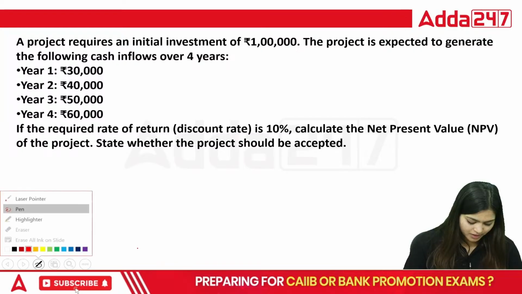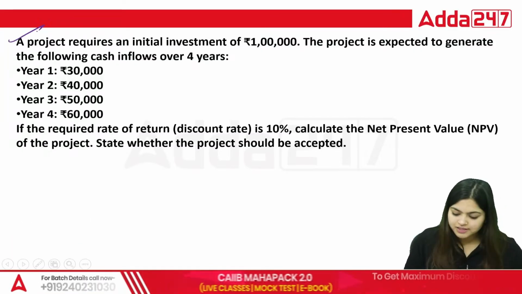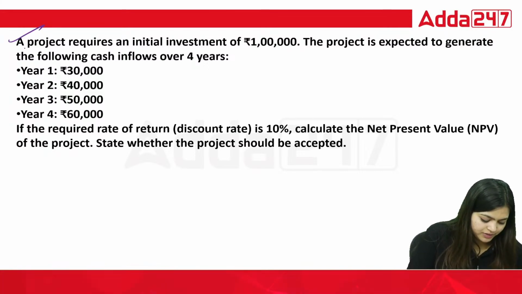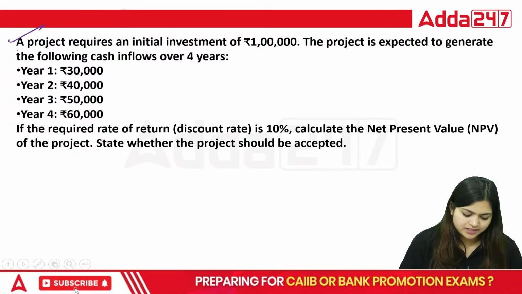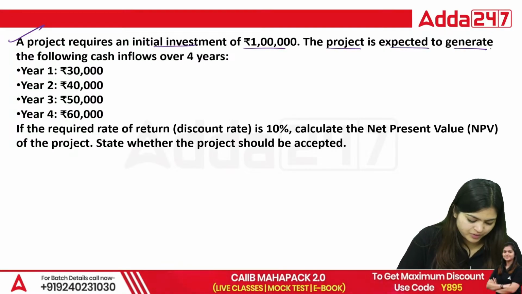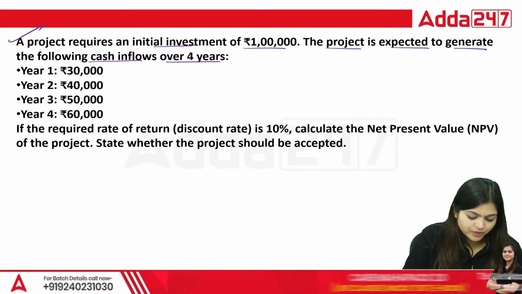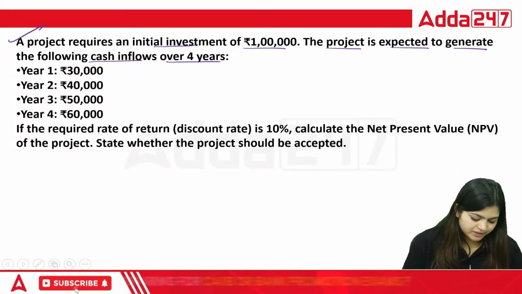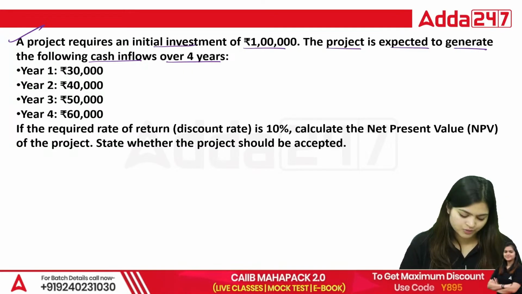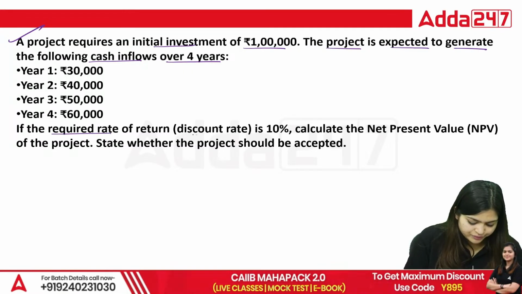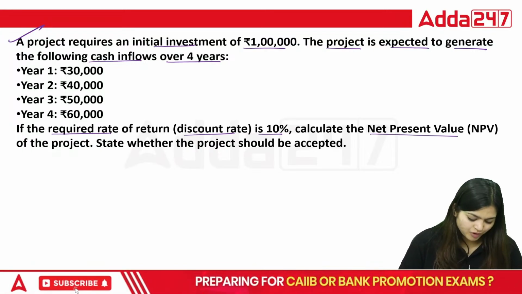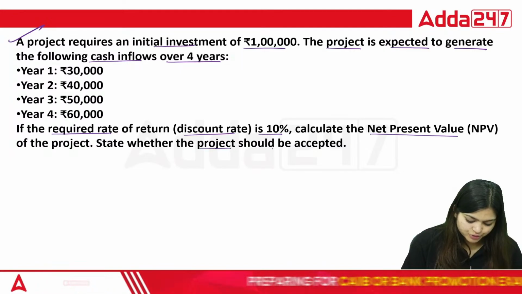So this question I gave as homework in our last session, so let's solve this one first. A project requires an initial investment of 1 lakh. The project is expected to generate the following cash inflows over 4 years: year 1 30,000, year 2 40,000, year 3 50,000, year 4 60,000. Now if the required rate of return, discount rate, is 10%, you need to calculate the NPV of the project. State whether the project should be accepted or not.